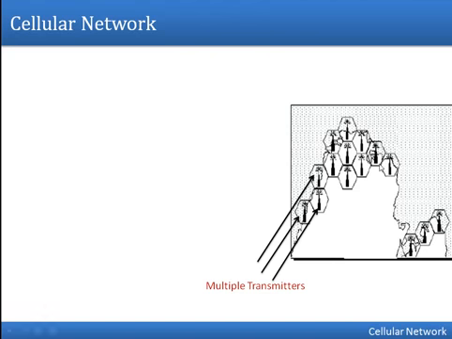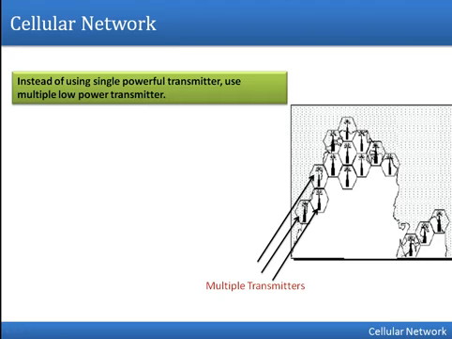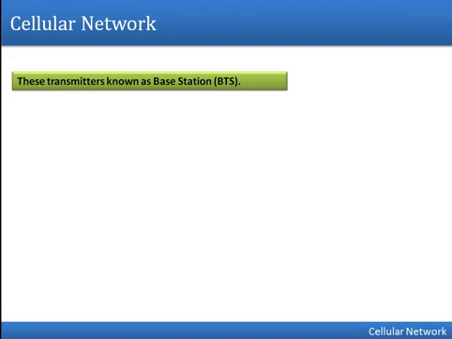This hexagonal shape is showing which area they are covering. So this station is covering this area, this station is covering this area, this station is covering this area. So in cellular network we have multiple transmitters: instead of using a single powerful transmitter, use multiple low power transmitters. These transmitters are used for both transmitting and receiving, so they are also known as transceivers, and we call them base stations.